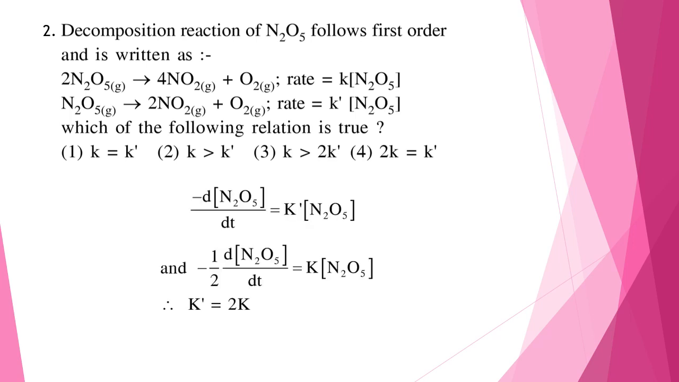So we know that minus d[N2O5]/dt is equal to K dash into concentration of N2O5, and minus 1 by 2 d[N2O5]/dt is equal to K into the concentration of N2O5. Now from these two relations, when we take the ratio, we get that K dash is equal to 2K. So the correct answer will be option 4.